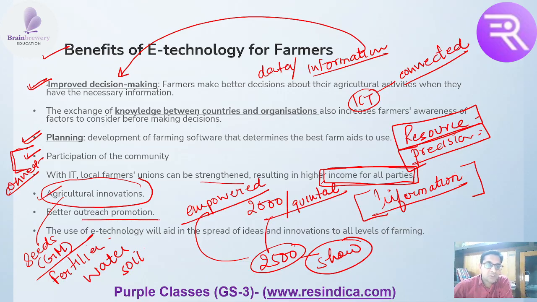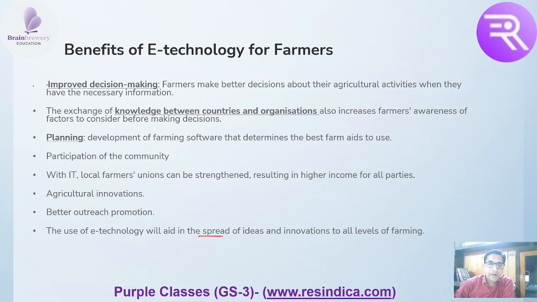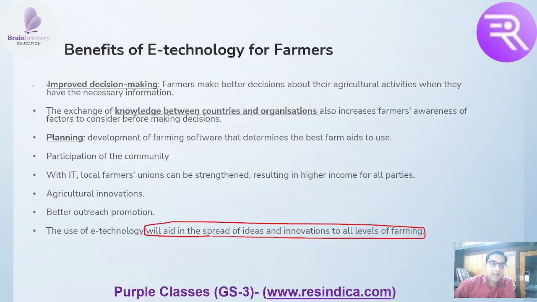Better outreach programs, since you will be connected with all the ICT tools, you will have outreach at various places. You know which places to connect to at what time, and how I can take the help of these people. You just have to know what technologies you are using, okay? E-technologies will also help in the spread of ideas and innovation at all levels of farming. Wherever you go, information will be properly disseminated into the fields. Okay, so these are all the benefits of e-technologies for farming.